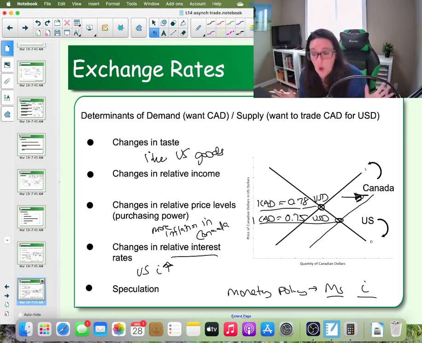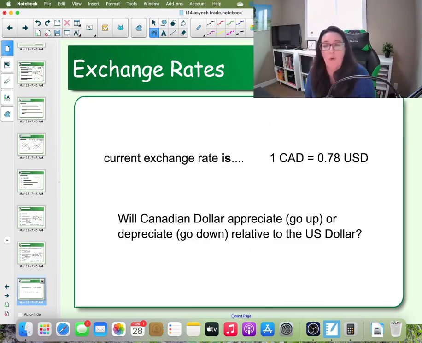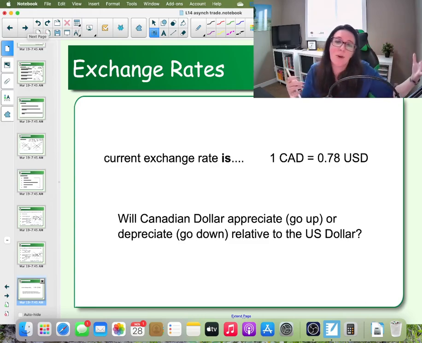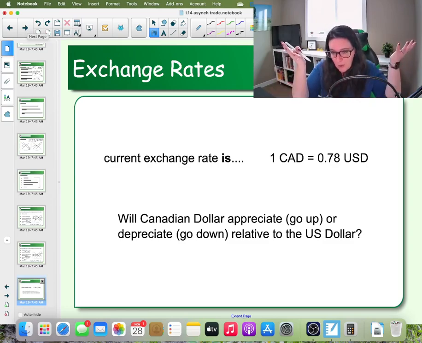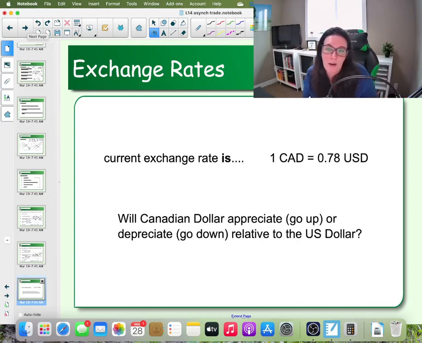Okay, so let's look at COVID. What is happening with COVID? So the current exchange rate, this is November 2021. So we've been going through COVID for over 18 months, and we've already seen a change in the exchange rate because of some of these things that we're talking about. But let's carry it through and look at the next while in terms of what we think will happen to the Canadian dollar because of what's happening with COVID. So will the Canadian dollar appreciate, gain in value, or depreciate, go down in value relative to the US dollar?